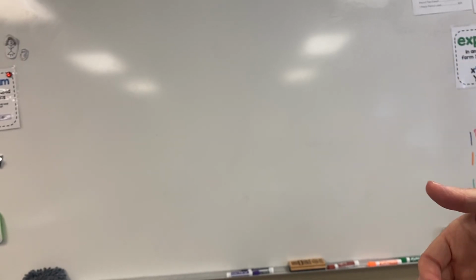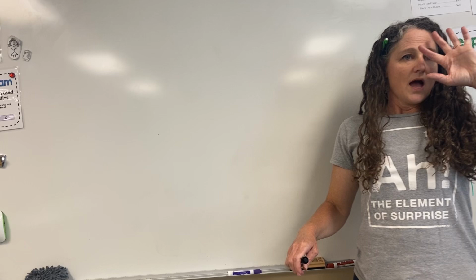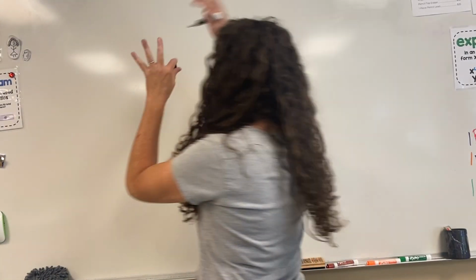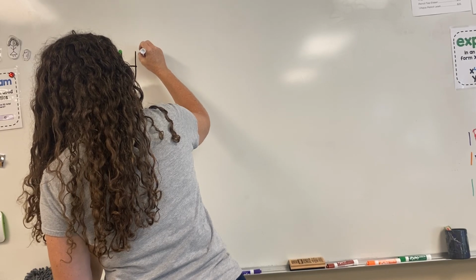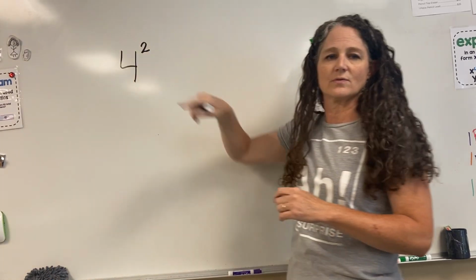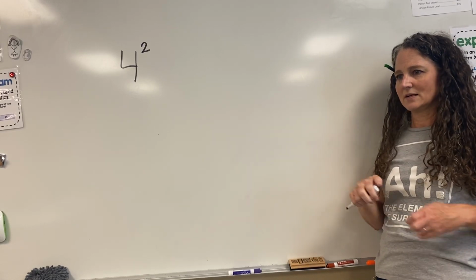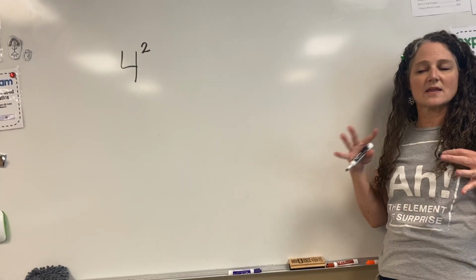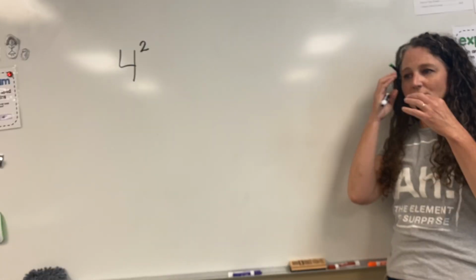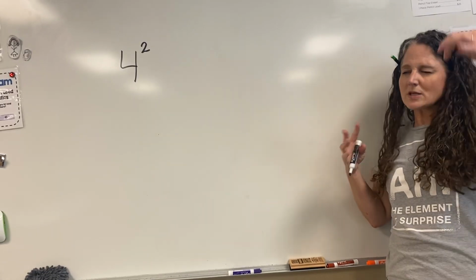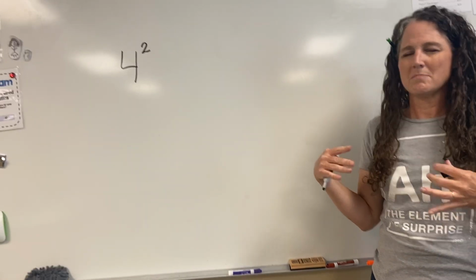Right, so this is kind of a little bit of a review, but we're going to play with it a little bit. If I have this number, let's say I have 4, and there's a teeny little baby 2 up in the corner of the 4. What does that mean in English? Kessler, what does that mean? Squared. It means squared. How else do we say that? 4 to the second power. Okay, so 4 to the second power, 4 squared.